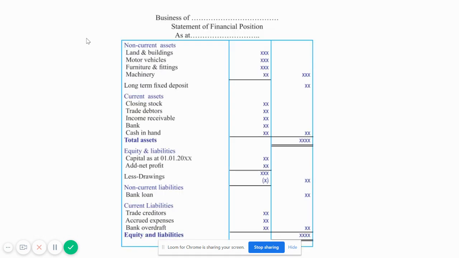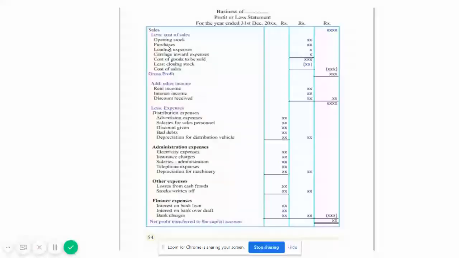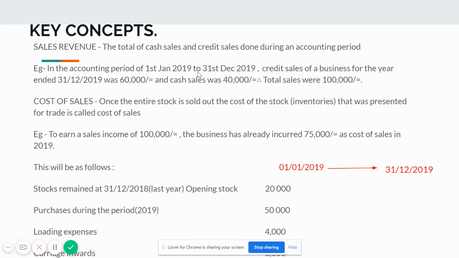But here, I'd like to pay your attention towards the calculation of gross profit. That is the difference between the sales and the cost of sales. So let's see what these sales and the cost of sales are. Sales revenue will be the total of cash sales and credit sales done during an accounting period.